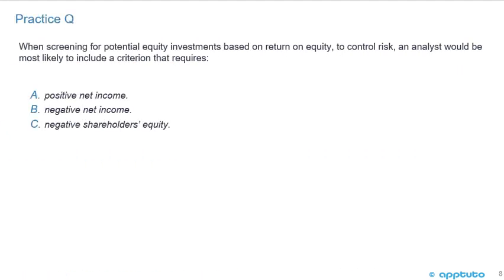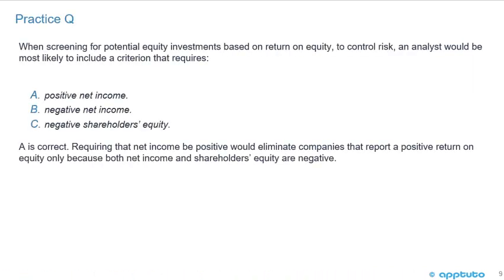One last practice question to finish this LOS. When screening for potential equity investments based on return on equity, to control risk, an analyst would be most likely to include a criterion that requires A, positive net income, B, negative net income, or C, negative shareholders' equity? Again, I don't think that question was too difficult.